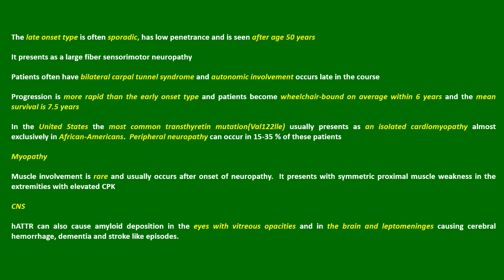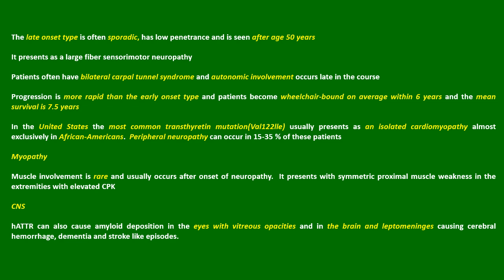The late onset type is often sporadic, has low penetrance, and is seen after age 50. It presents as a large fiber sensory motor neuropathy. Patients often have bilateral carpal tunnel syndrome, and autonomic involvement occurs late in the course. Progression is more rapid than the early onset type, and patients become wheelchair bound on an average within 6 years, and the mean survival is 7.5 years.